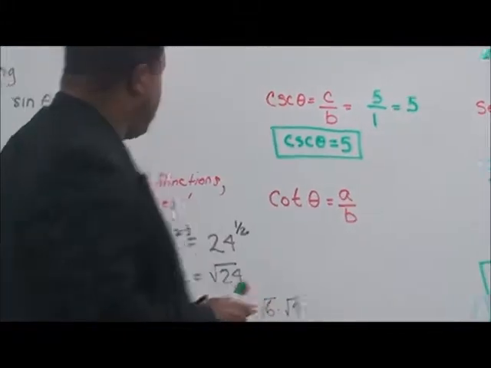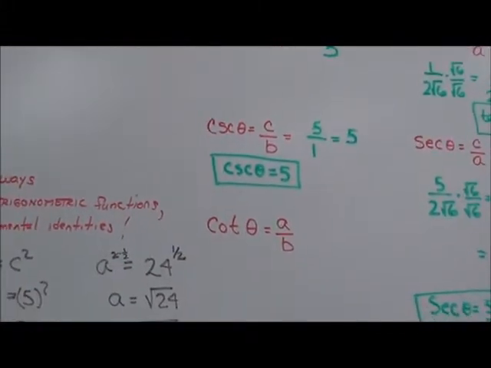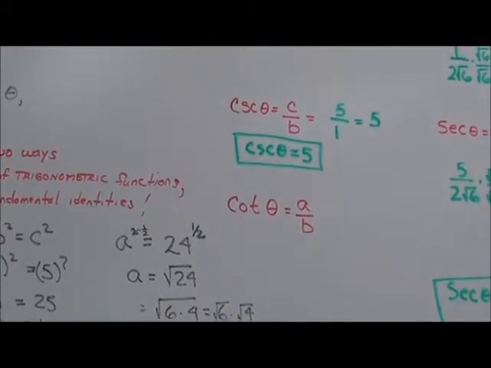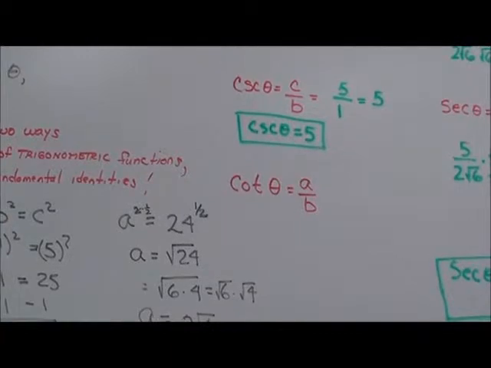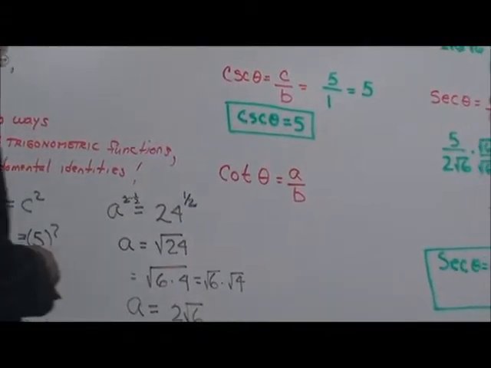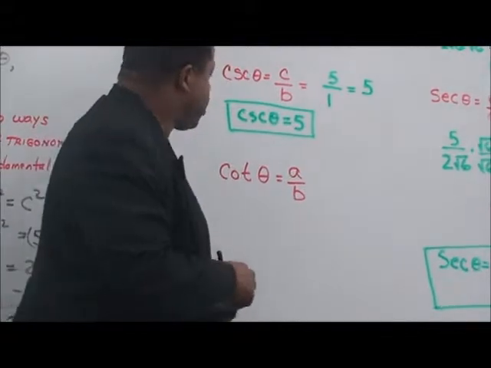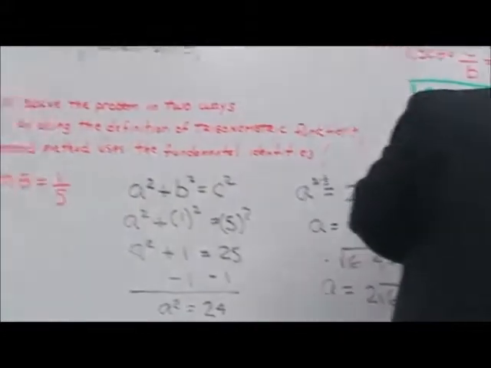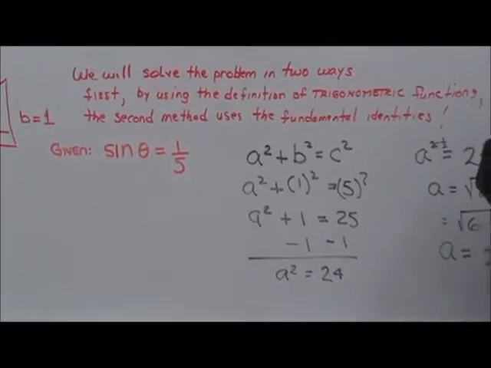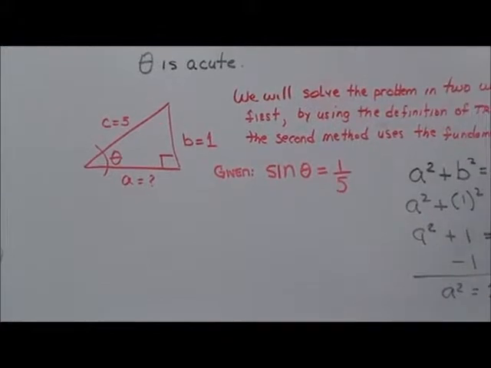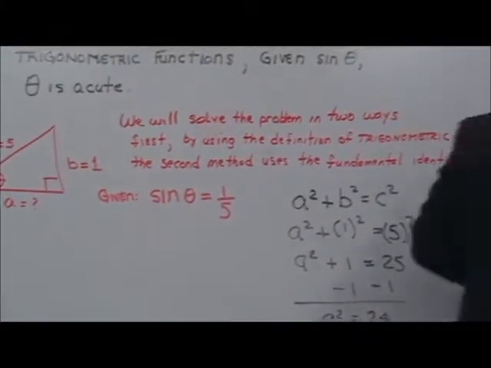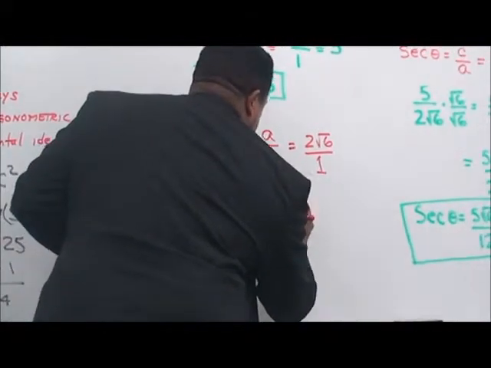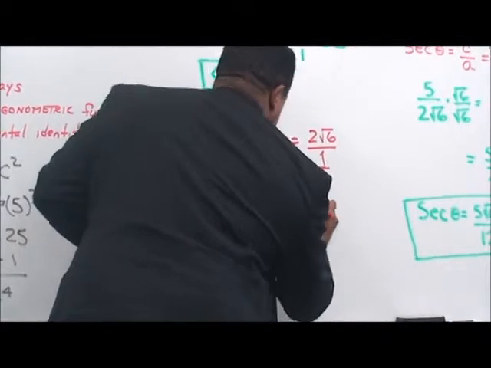Now, did we do everything? I think we have one more identity, don't we? And I believe it's cotangent. Cotangent theta. So, I gotta get a trusty pen here that works. Let's go here with red. Okay, what is A? A in this case is still 2 times the square root of 6 over what? What's B? B is 1. So there you have it. Cotangent theta is equal to 2 times the square root of 6.